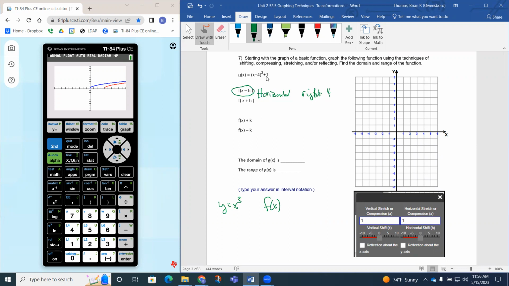And notice how this plus 1 is on the outside. That's like this plus k. So that's going to be a vertical shift up, because what you see is what you get on the vertical. So that's going to be up 1.